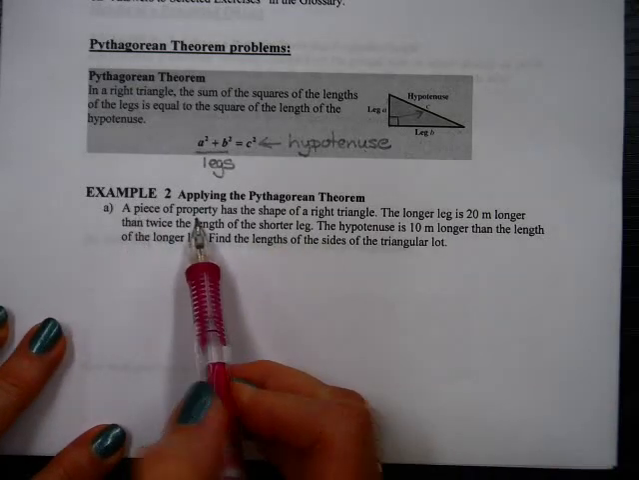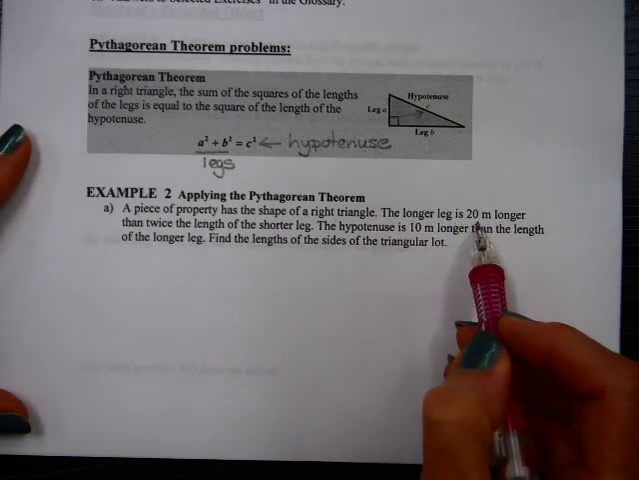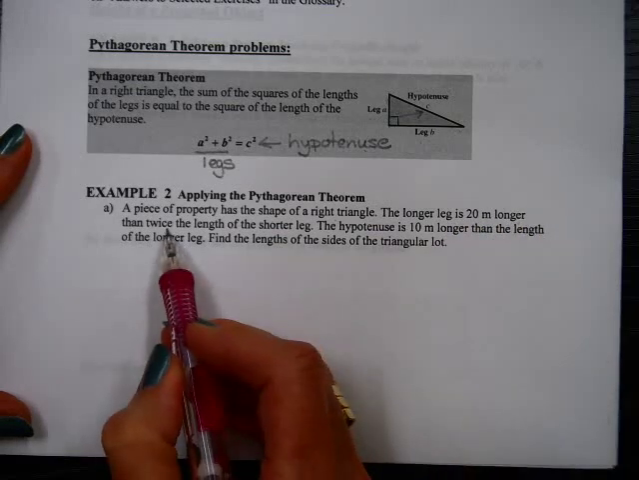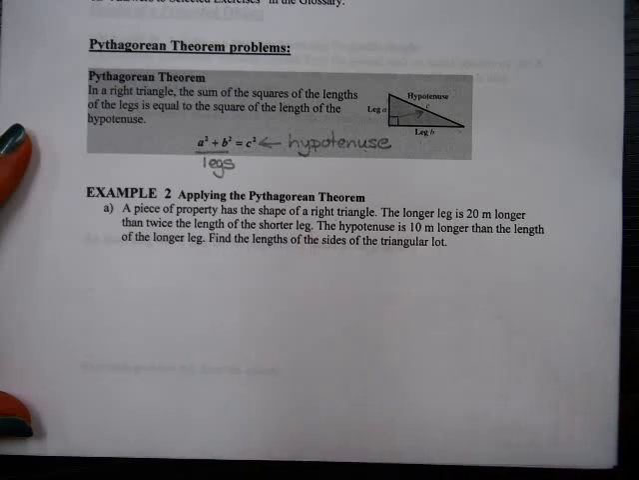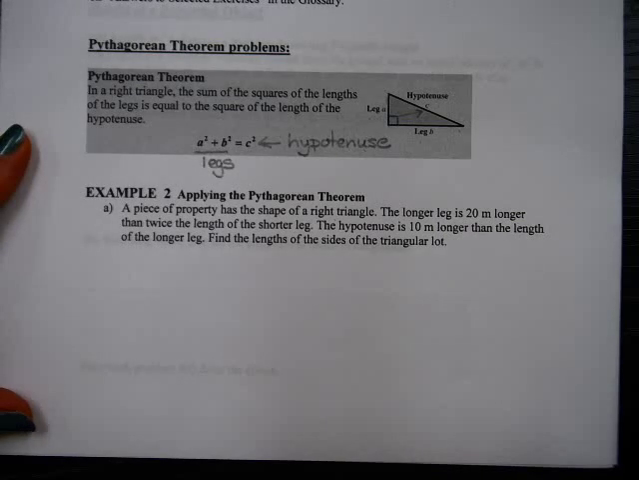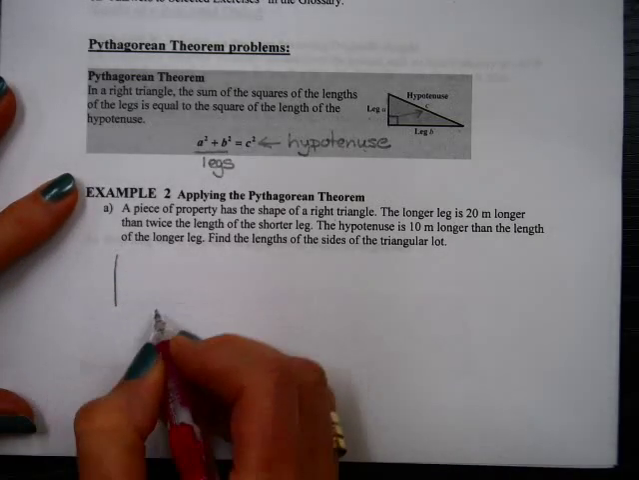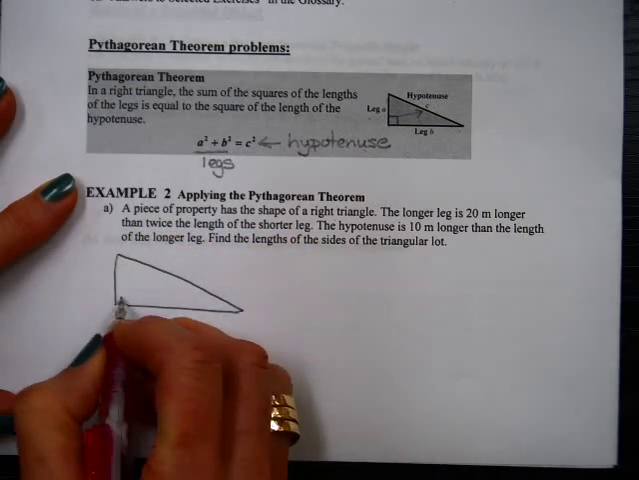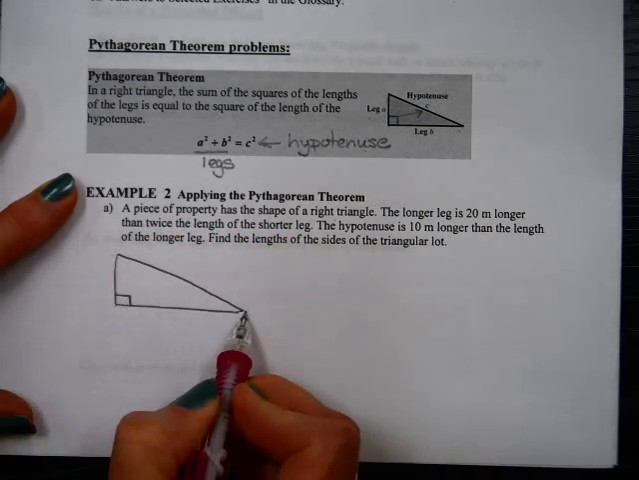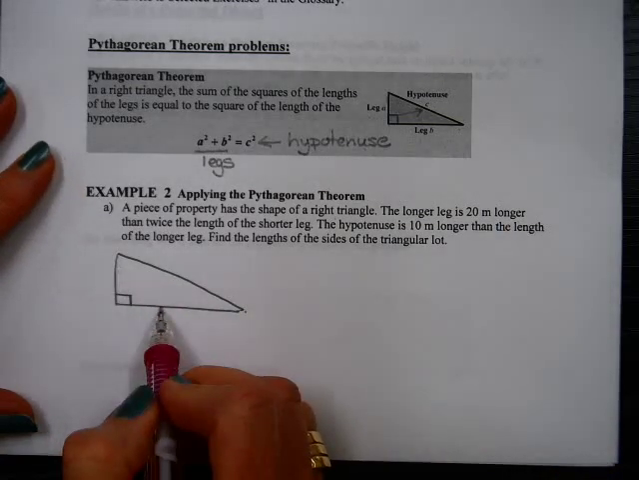A piece of property has the shape of a right triangle. The longer leg is 20 meters longer than twice the length of the shorter leg. The hypotenuse is 10 meters longer than the length of the longer leg. Find the lengths of the sides of the triangular lot. All right, so we've got a triangle, so let's draw it. Okay, here is our triangle. There's our right angle. This side right here is our hypotenuse. These two sides are the legs.